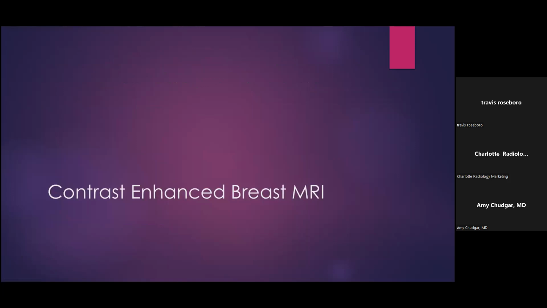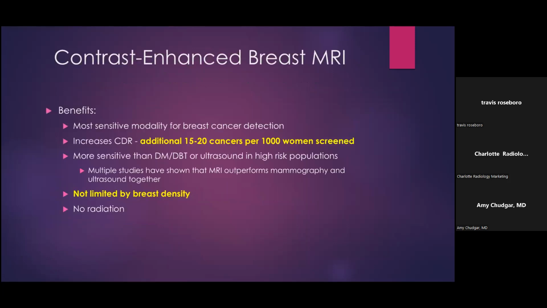So now we're going to talk about contrast-enhanced breast MRI. So with MRI, it is the most sensitive modality for the detection of breast cancer. The increased cancer detection rate is 15 to 20 cancers per 1,000 women screened. So we know that MRI is a lot more sensitive than 2D or 3D mammogram or ultrasound, and even mammograms and ultrasounds together. And MRI is not limited by density, and there is no radiation involved.